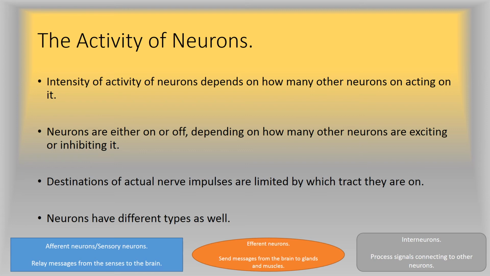Destinations of actual nerve impulses are limited by which track they're on, and we're going to talk about those three at the bottom, because neurons have different types as well. There's afferent neurons, also known as sensory neurons, and these relay messages from the senses to the brain. There's also efferent neurons, which send messages from the brain to glands, like our sweat glands when we're sweating, when we're hot, or to muscles. And then there's interneurons, which are responsible mainly for processing signals and connecting to other neurons.